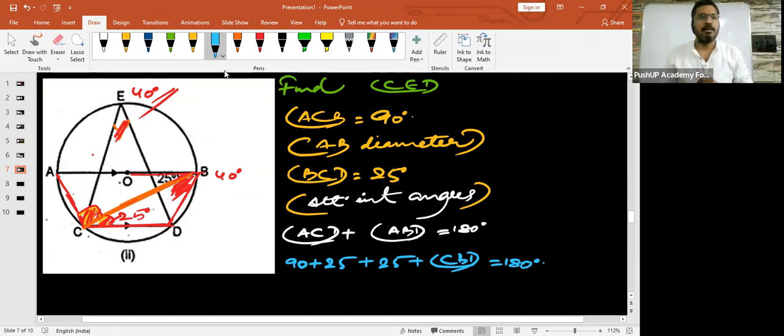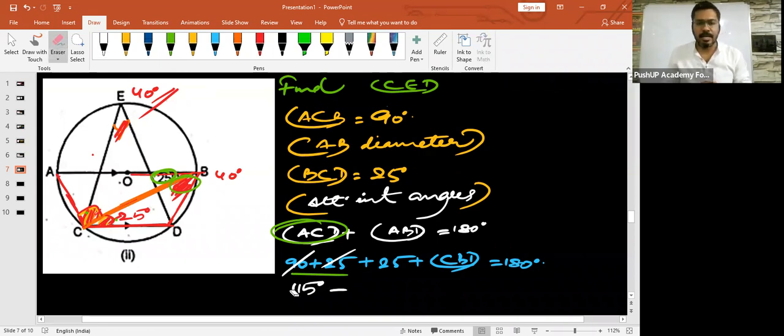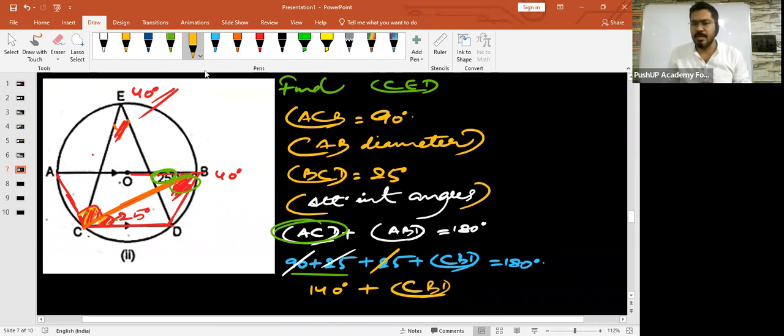Okay. Ron, is it clear how I got this 90 plus 25? This angle ACD is this 90 plus 25. What is this angle ABD? It is 25 plus this angle CBD. Okay. Now children, 90 plus 25 is 115. Otherwise, you do it directly. 90 plus 25 plus 25, that is equal to 140 degree plus angle CBD, which is equal to 180 degrees. Therefore, you get angle CBD is equal to 40 degrees.